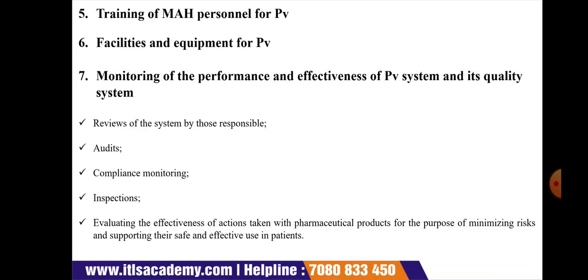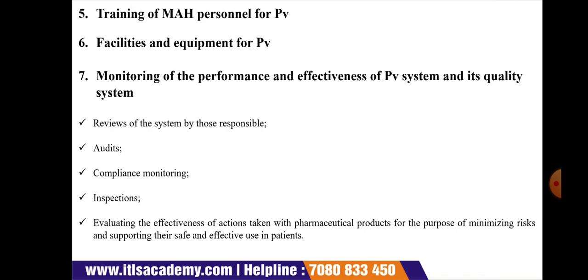Another thing covered in this module is training of MAHA personnel for pharmacovigilance. All the personnel involved in the performance of pharmacovigilance activities shall receive initial and continued training, and this training should relate to their roles and responsibilities, and it should start within 1 month of joining. The organization should keep training plans and records for documentation, maintaining and developing the competence of personnel. And this training plan should be based on training needs assessment and should be subject to monitoring.